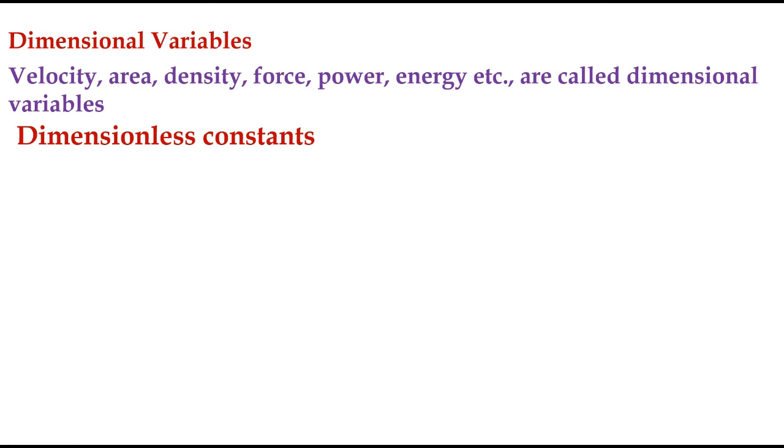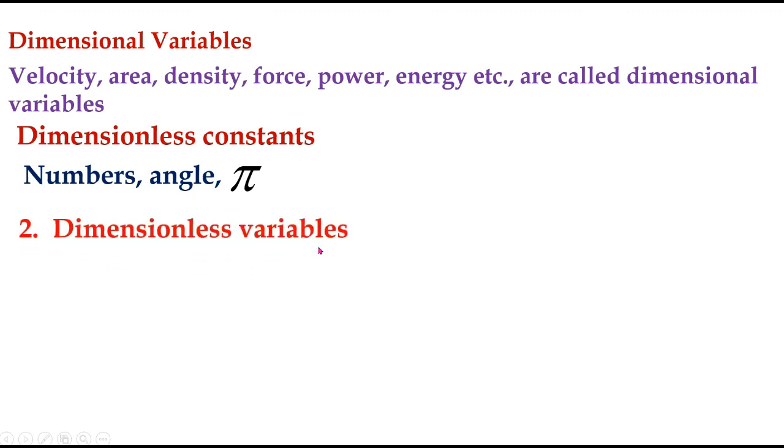Dimensionless constants. Some constants have no dimensions. They have no units. So they are dimensionless constants. Examples: numbers, angle, and the constant pi. These quantities have no units and no dimensions. So these are called dimensionless constants.